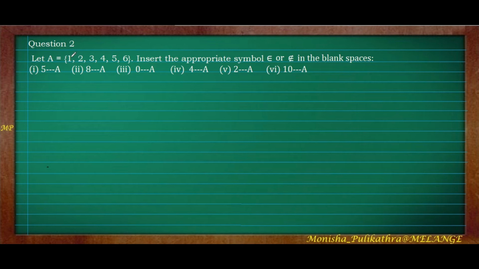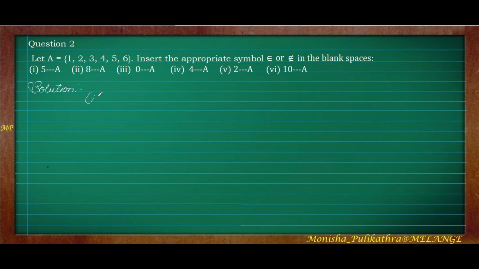Already in set A, they have given 6 numbers. If a number is there in the set, then it belongs to A. So all the numbers which belong to set A are only from 1 to 6. A number which is less than 1 or more than 6 will not belong to set A. So this is a very simple problem. Moving on to the solution part.